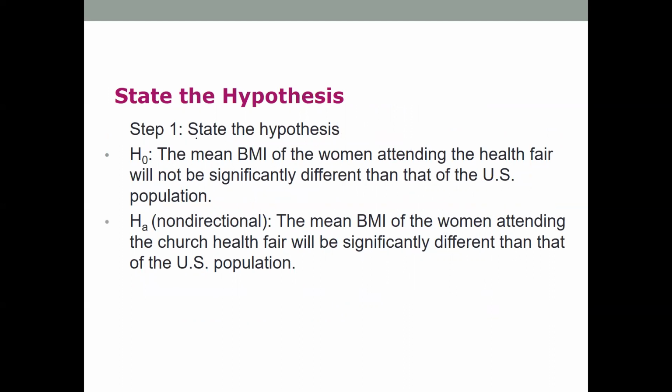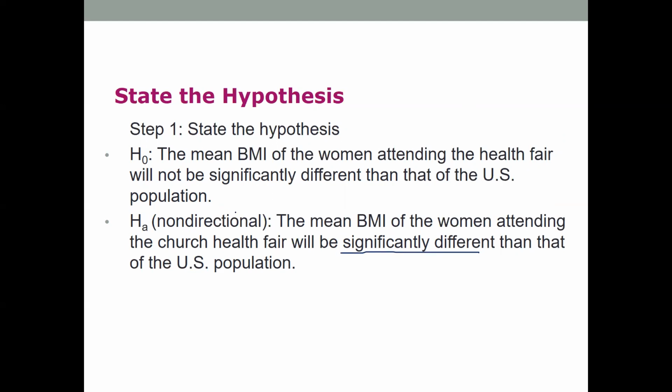So step 1, state the hypothesis. Our null hypothesis is the mean BMI of women attending the health fair will not be significantly different than that of the US population. The alternative hypothesis, which is non-directional, is the mean BMI of the women attending the church health fair will be significantly different than that of the US population.